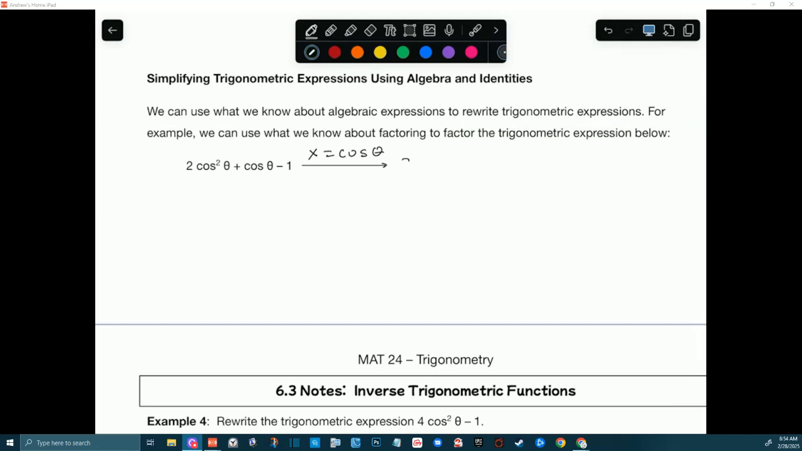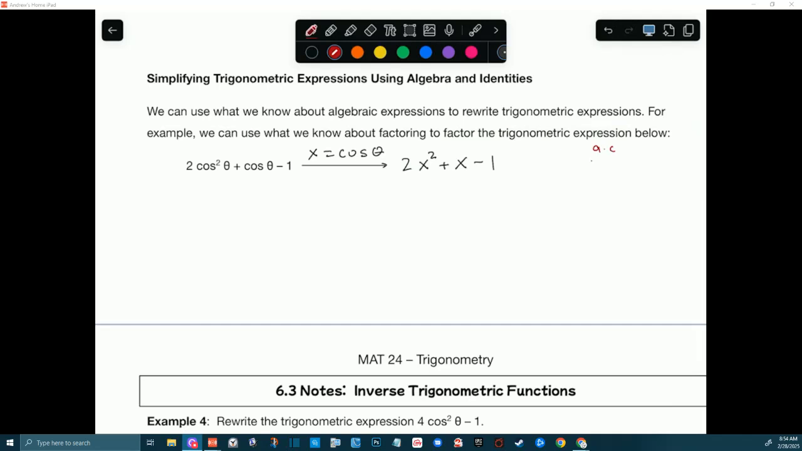If I do that, I get 2, and then I've got a cosine theta squared, which would be an x squared, plus a cosine theta, which is just an x, minus 1. And that is a little less scary. We can factor this using our skills from Math 2, so we can trial and error. I'm going to factor by grouping because that's how I learned how to handle situations where A is not 1 when I'm factoring. So to factor by grouping, I'm going to look at A times C.